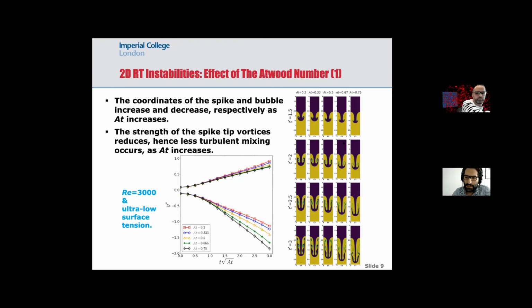Also, on the right figure, you can see that by increasing the Atwood number, the complexity of the tip vortex of the spike reduces, and you get less turbulent structures. And this is because you have a higher velocity of the spike, which requires a higher force to roll it up. So when you increase the Atwood number, you get a less strong vortex tip.